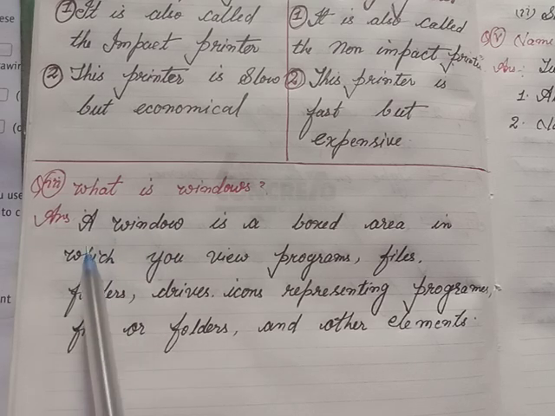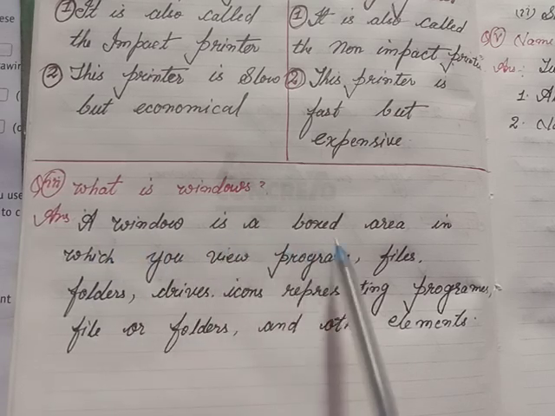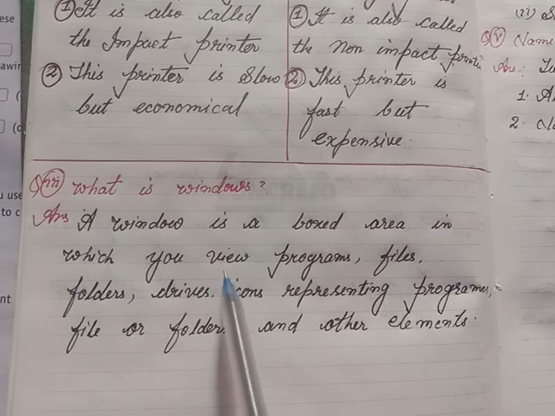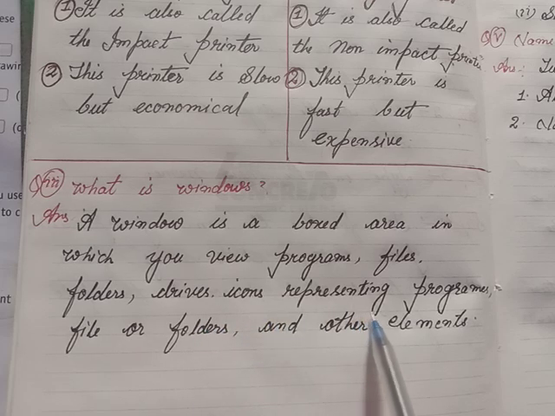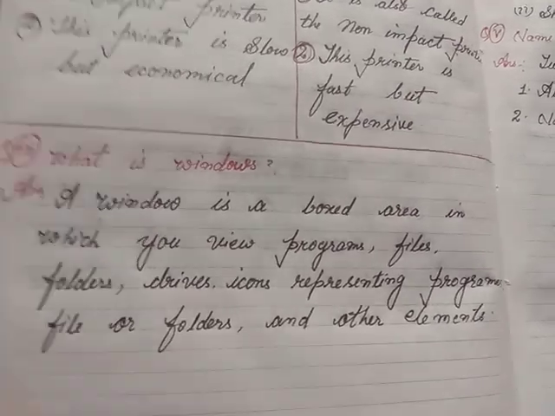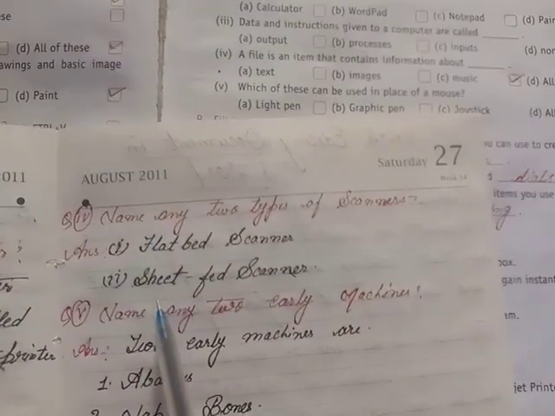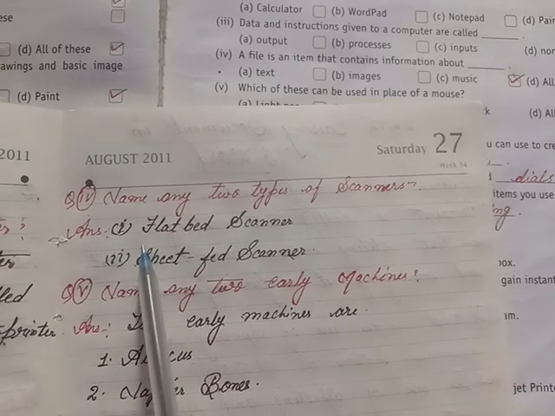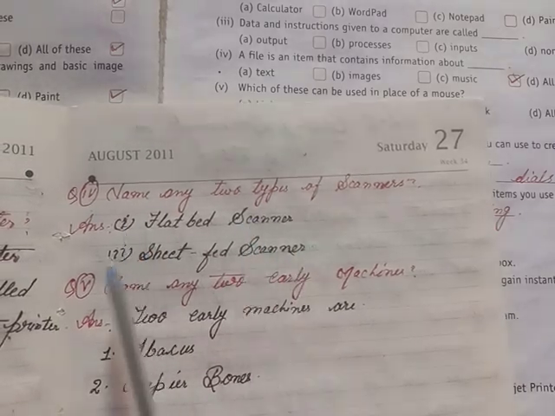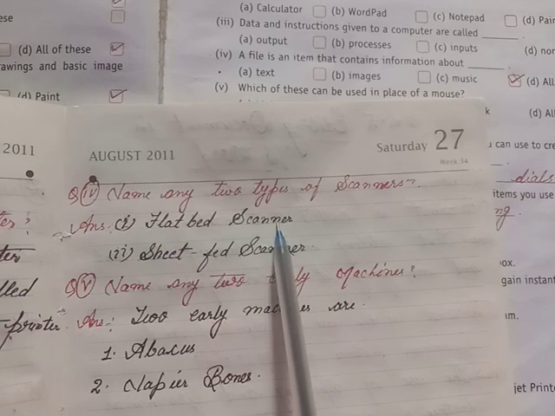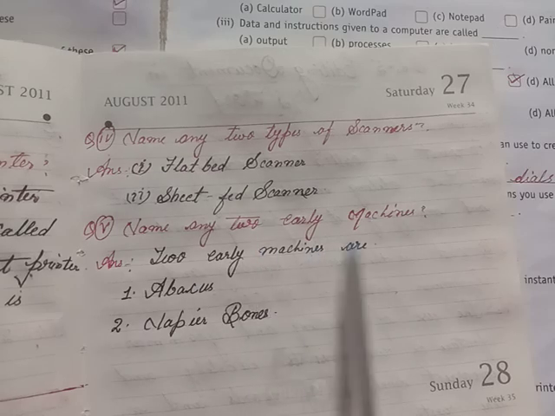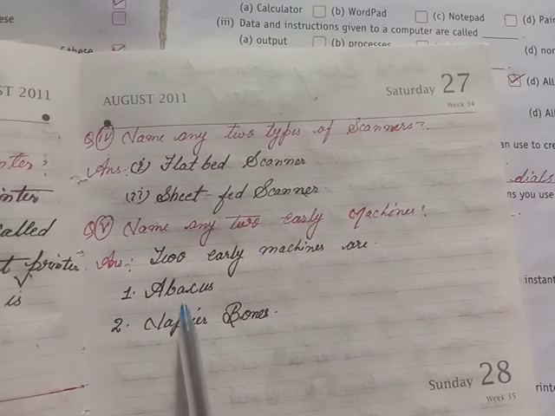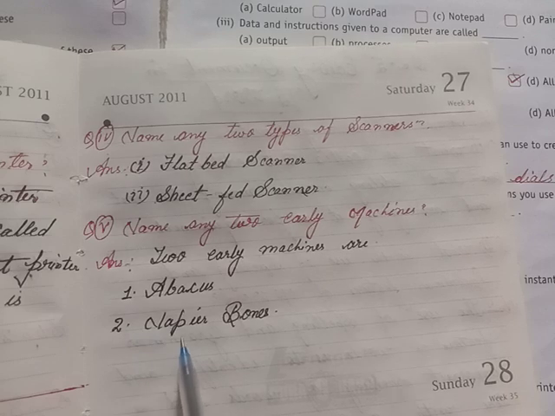Third, what is a window? Answer: a window is a boxed area in which you view programs, files, folders, drives, icons representing programs, files or folders and other elements. Fourth, name any two types of scanner. Answer: flatbed scanner, second, sheet fed scanner. Fifth, name any two early machines. Answer: two early machines are abacus and Napier bones.